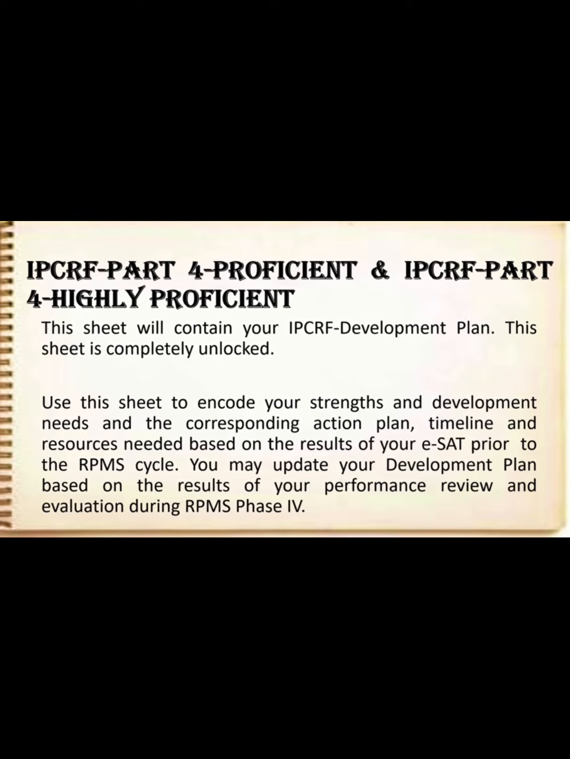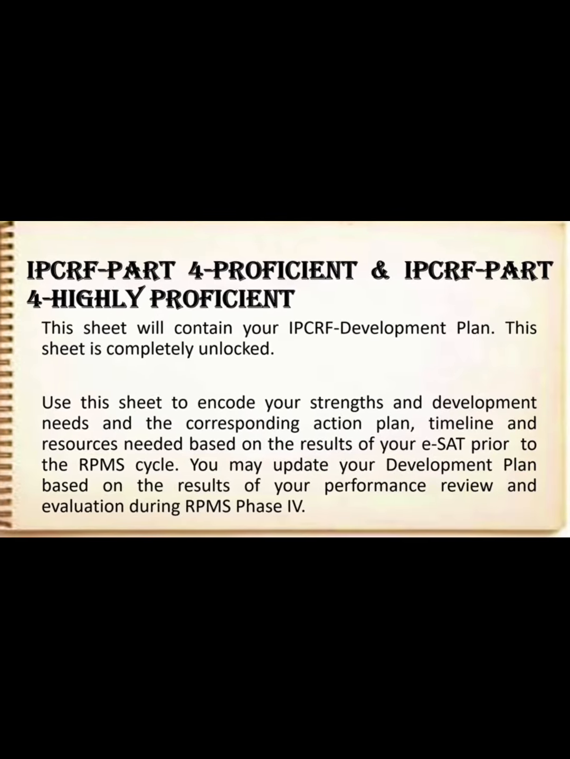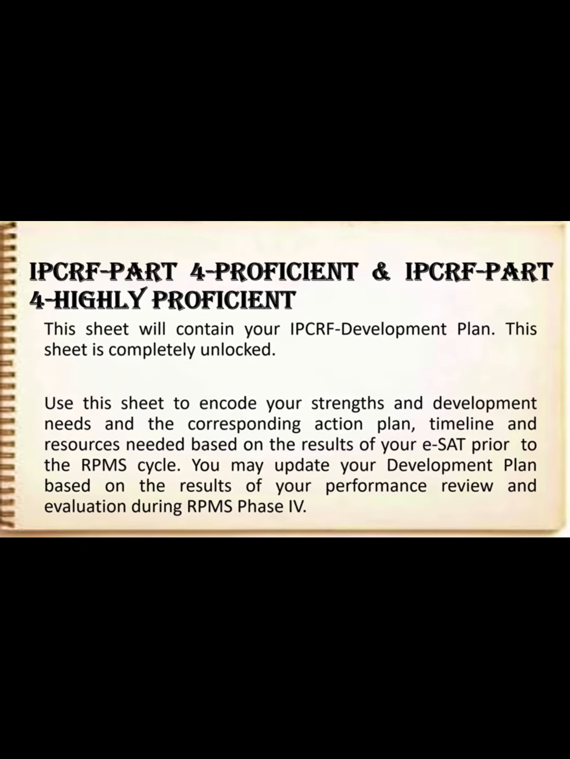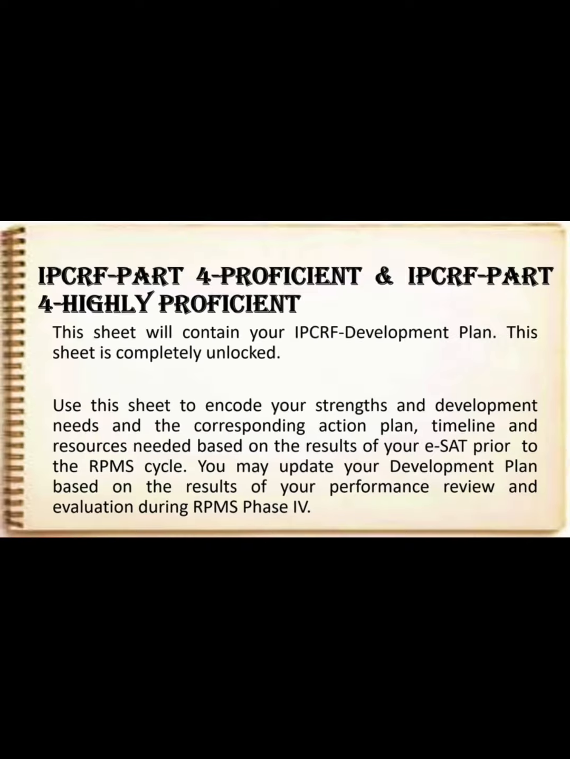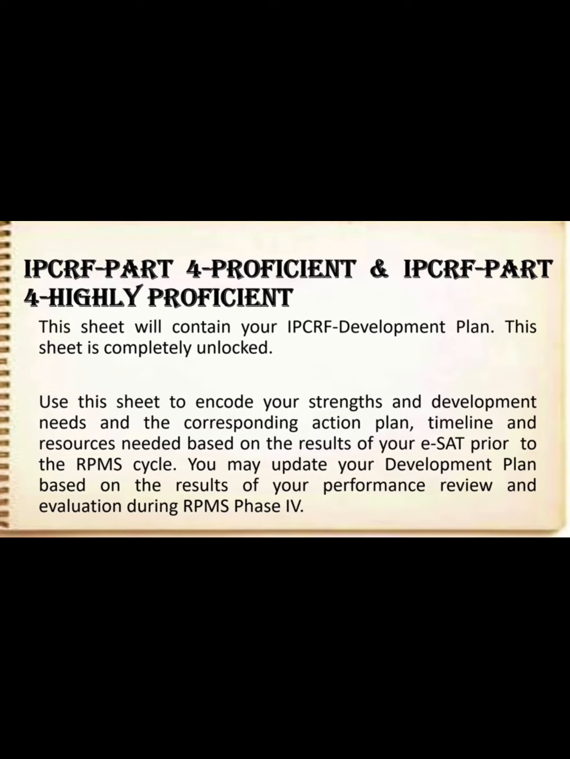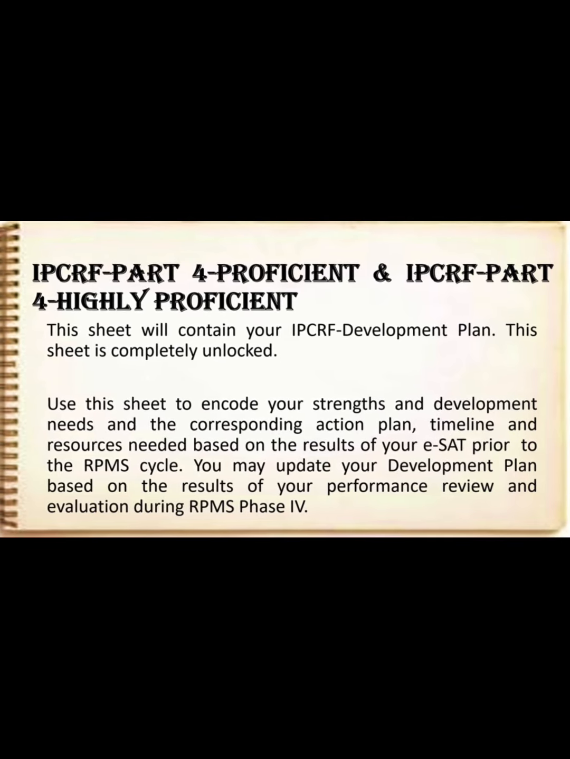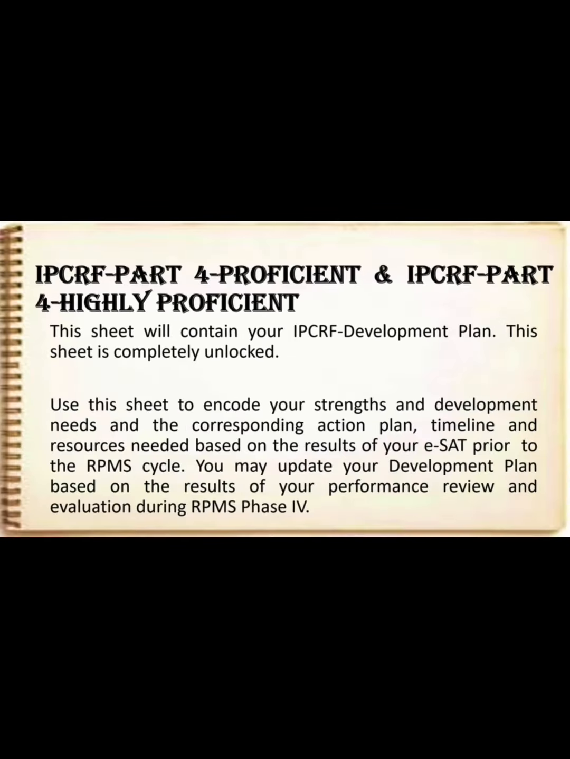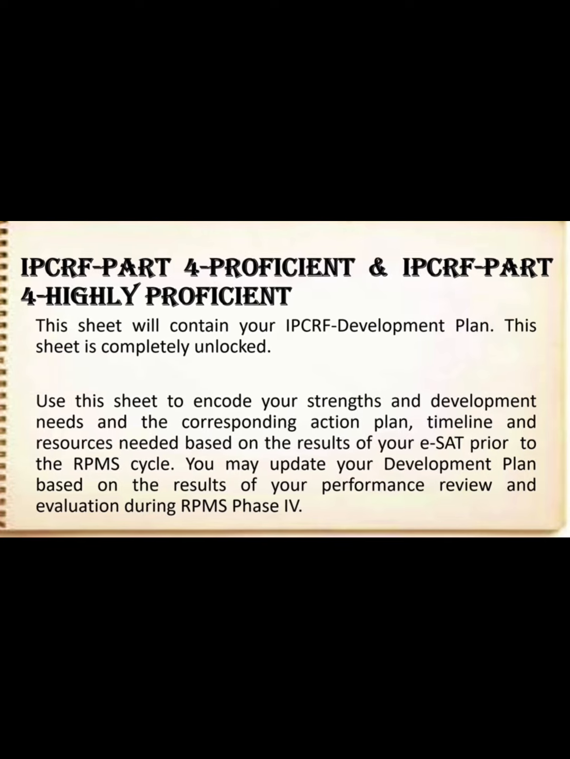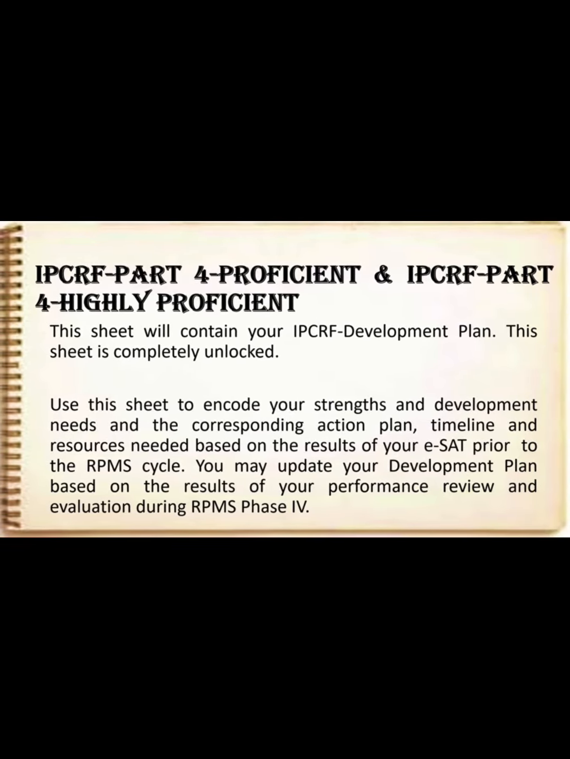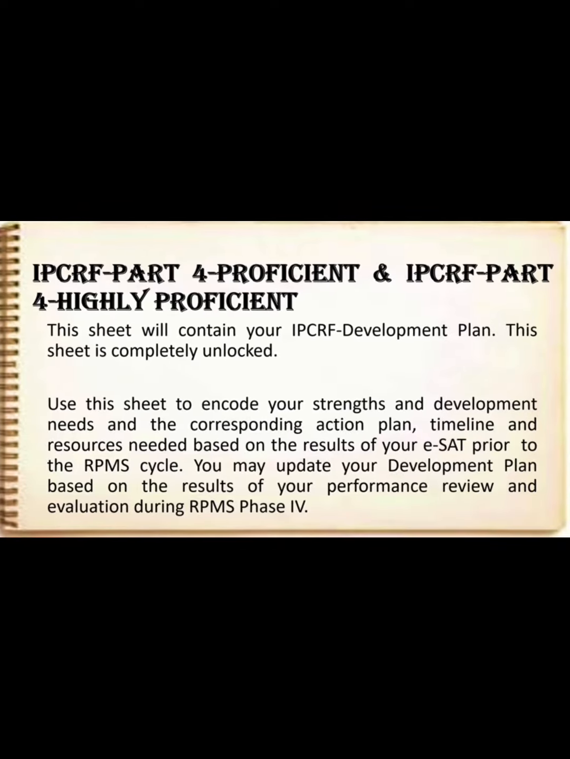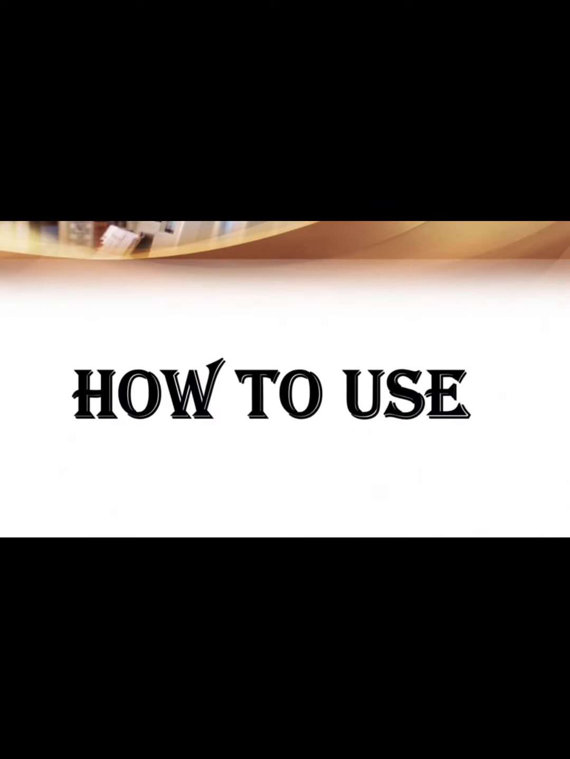Lastly, IPCRF Part 4 will contain your IPCRF development plan. This sheet is completely unlocked. Use this sheet to encode your strengths and development needs and the corresponding action plan, timeline, and resources needed based on the results of your ESAT prior to the RPMS cycle. You may update your development plan based on the results of your performance review and evaluation during RPMS Phase 4.